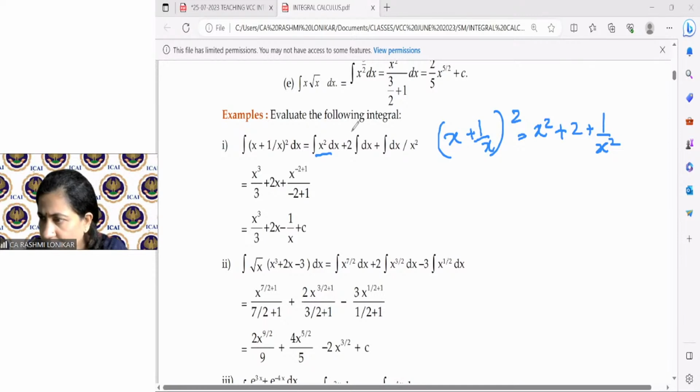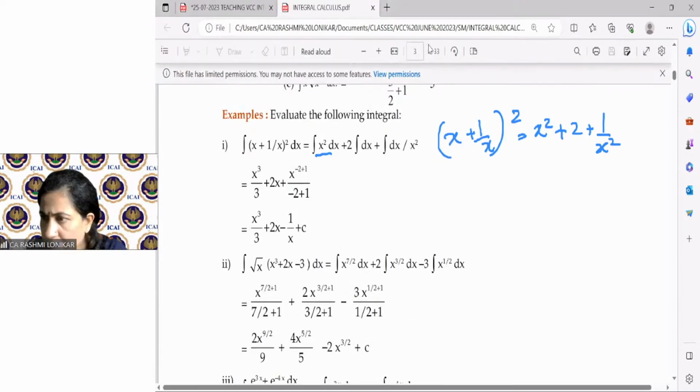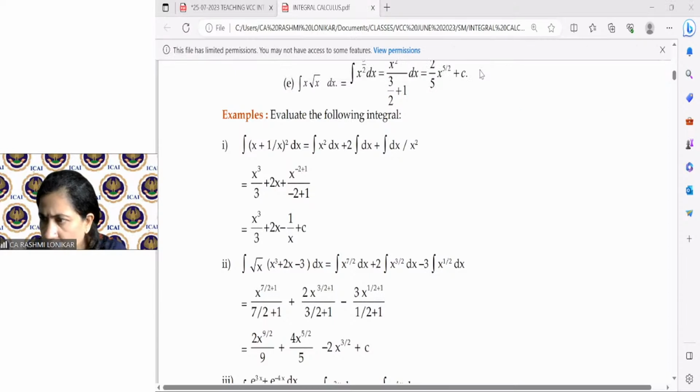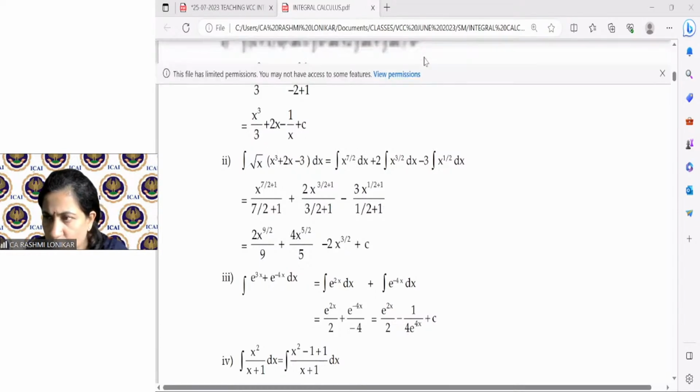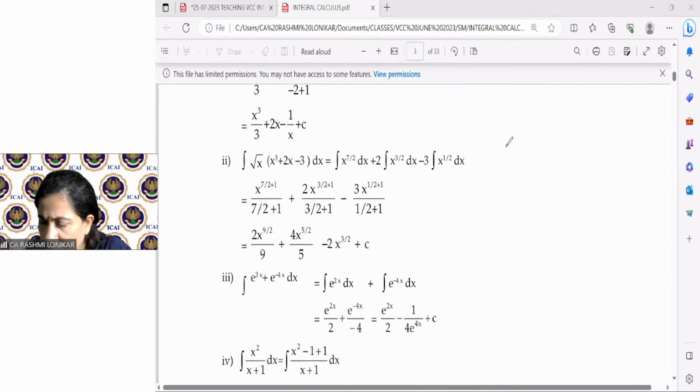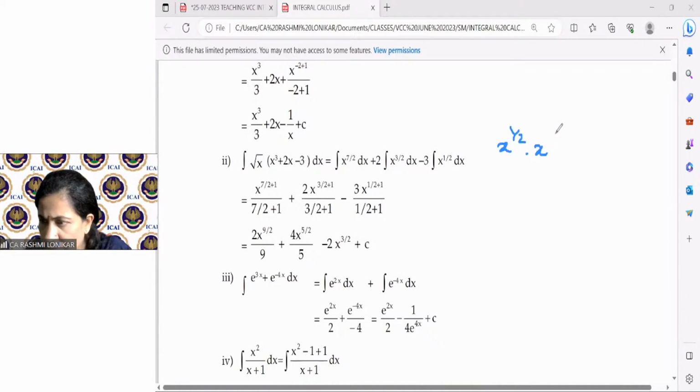Then here, the next sum, root x, same thing they have done, x raised to 7 by 2. So how did they get this x raised to 7 by 2? That is nothing but x raised to half into x raised to 3, which is equal to x raised to 3 plus half, which is equal to x raised to 7 by 2. Okay.